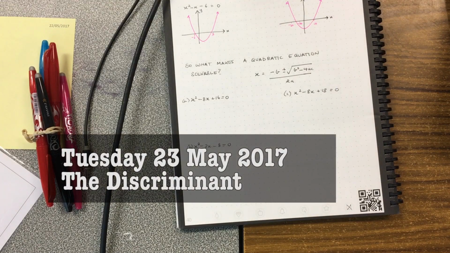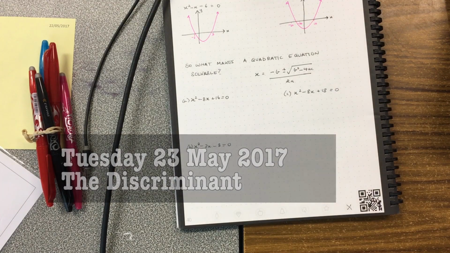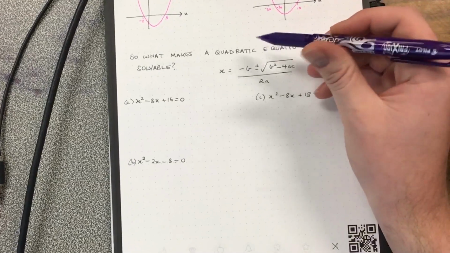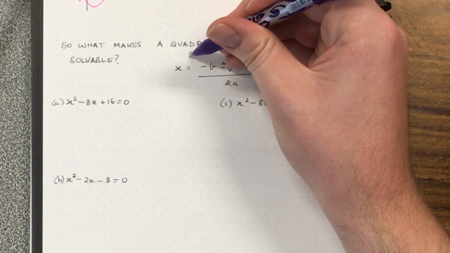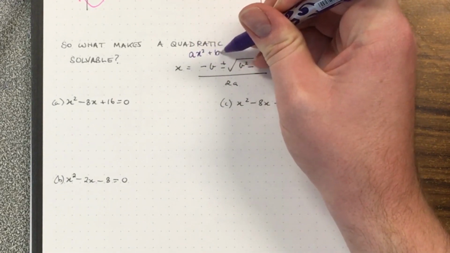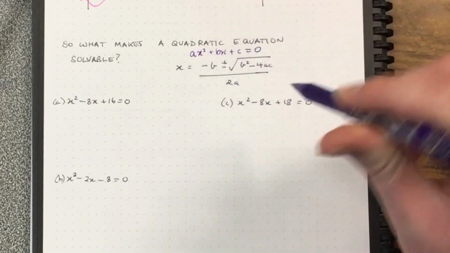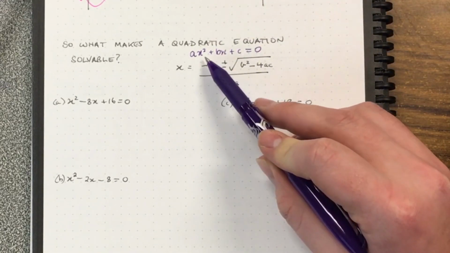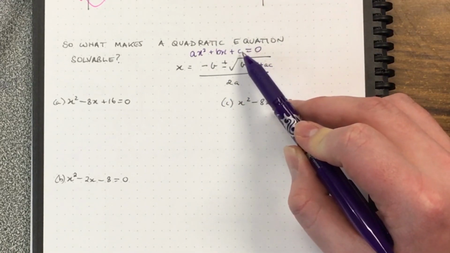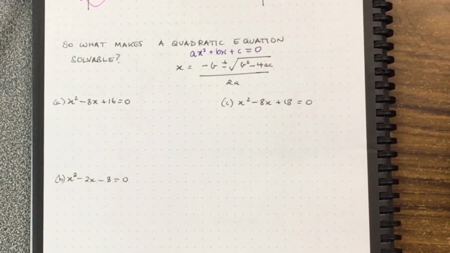What makes a quadratic equation solvable? Last lesson we were looking at the quadratic formula, which is: if an equation is in the form ax squared plus bx plus c equals 0, then I can solve for x by substituting each of the numbers in front of the x into this quadratic formula.